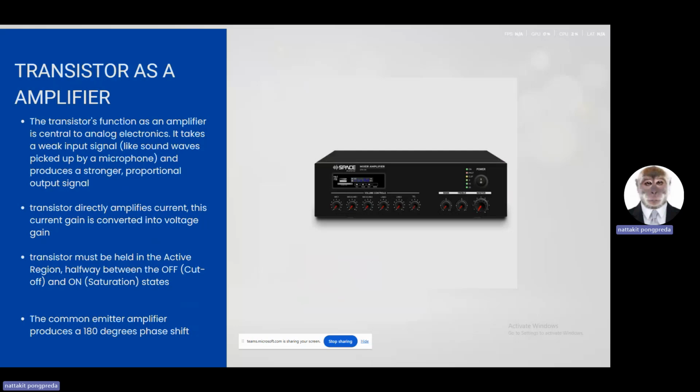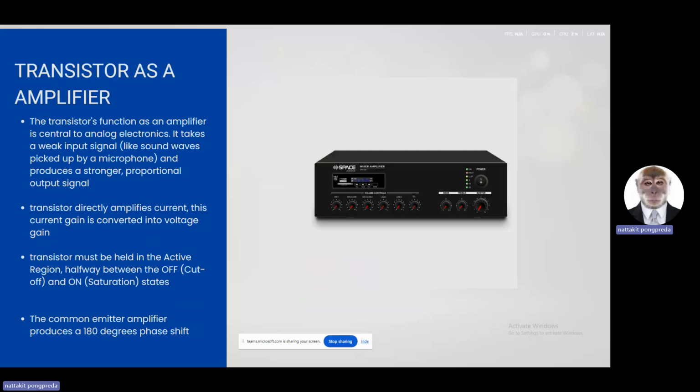But on the other hand, the transistor as an amplifier. The transistor's function as an amplifier is central to analog electronics. It takes a weak input signal, for example sound waves, and produces a stronger proportional output signal. So basically, it amplifies the wave.